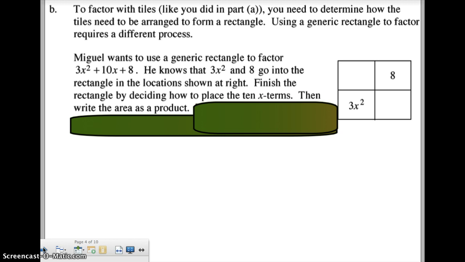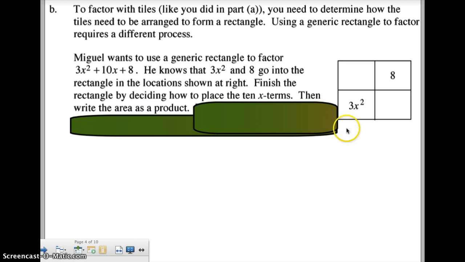It says Miguel wants to use a generic rectangle to factor 3x squared plus 10x plus 8. He knows that 3x squared and 8 go into the rectangle locations shown at right. So remember that we use our big tiles down here in the bottom left, they're x squareds, and I have 3x squareds, and in the upper right, my small tiles are positive 8. Okay? Finish the rectangle by deciding how to place the 10x terms. Then write the area as a product.